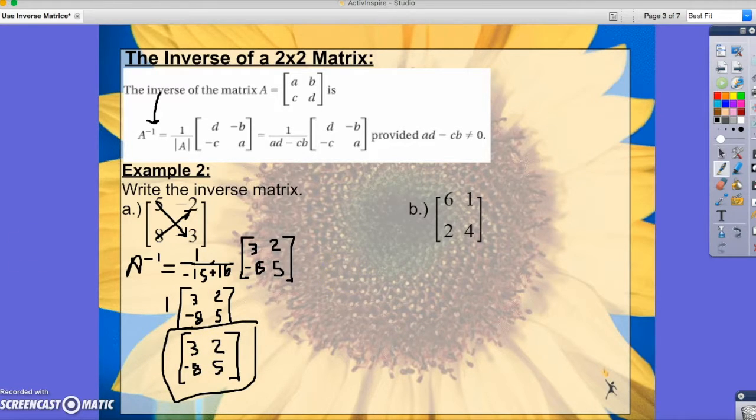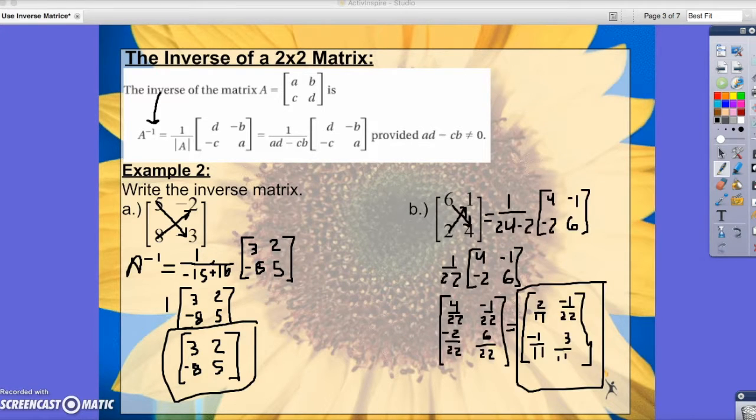All right, pause the video and try the next one. Okay, so I want you to pause the video and solve this, or you should be checking your work. What happens in this one is the determinant is not that nice. It's 1 over 22, right? But it is a scalar just like the one here. So you distribute the 1 over 22 to everything.